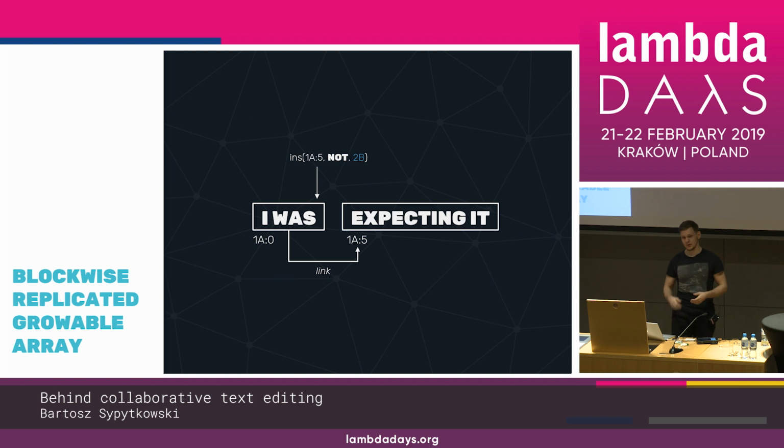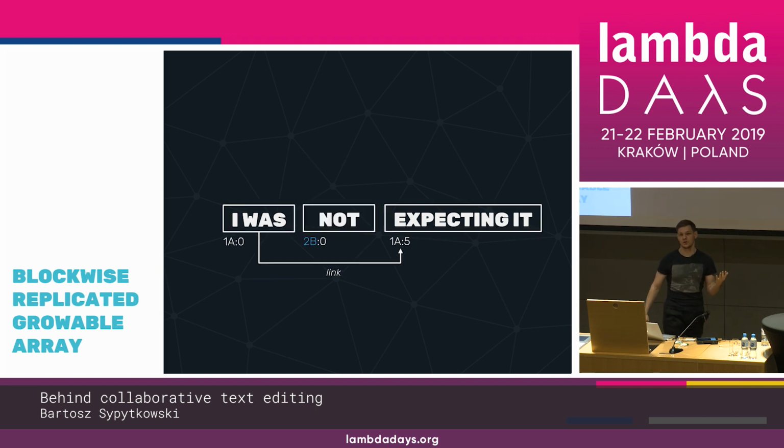So we are remembering the link between blocks. We are marking the second sub-block with 1a/5, let's say, to mark at what offset in the previous block this new block was supposed to start. And we just insert our new operation. This is how it works.